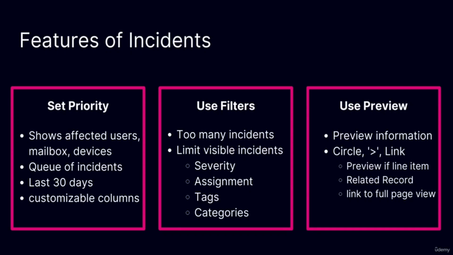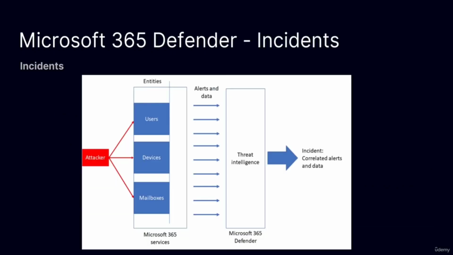You can also use the preview feature to dig deeper into each incident. You can just use the less than sign, there is a link that has this sign. If you click on that, you will preview each line item and related record. And then when you go in there, you'll see the full page view. If you just look into this particular example, when you click on the incident, you'll have all the alert data, like what happened with identity, what happened with device, what happened to mailboxes. All these will be individually logged.